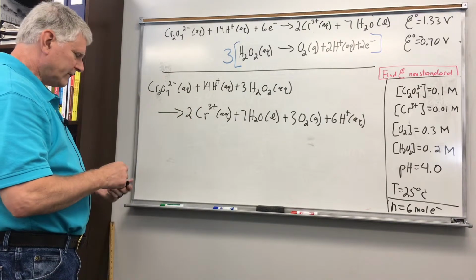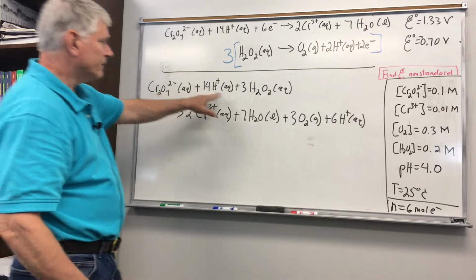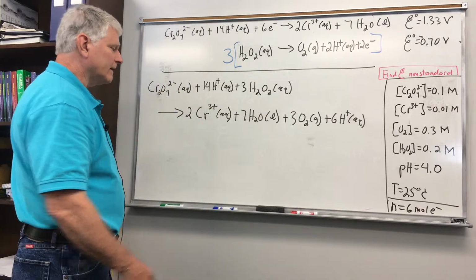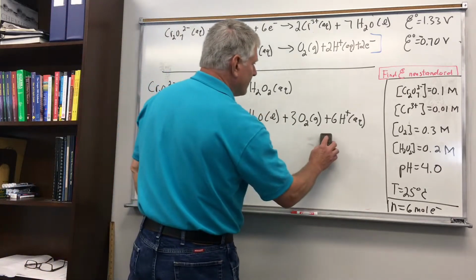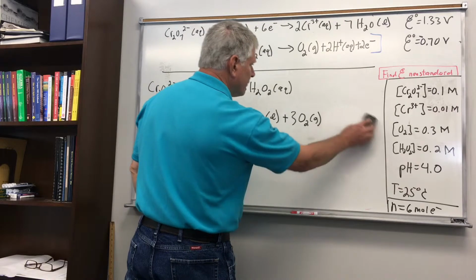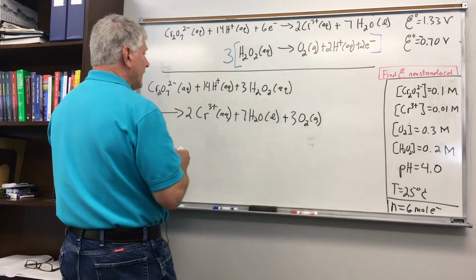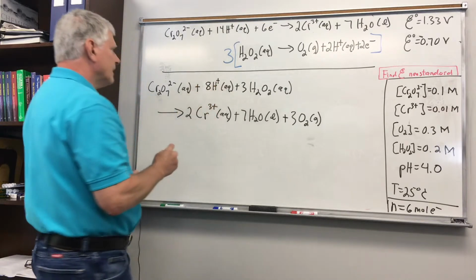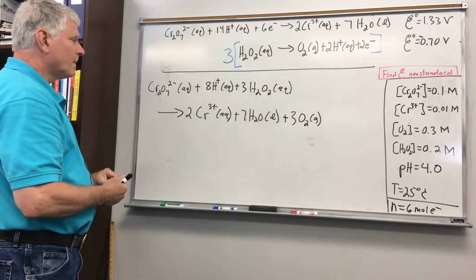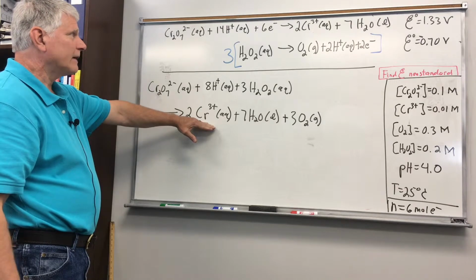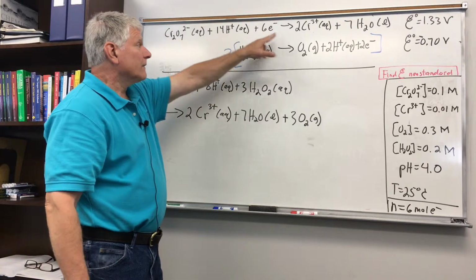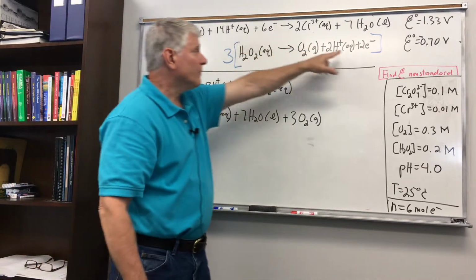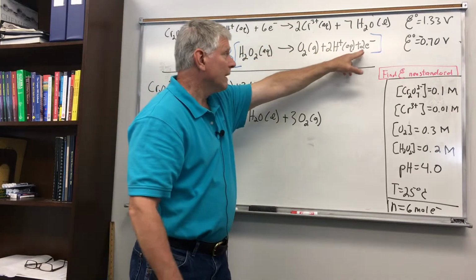Now one thing I'll notice, I have H pluses on both the right and left side. So I'll cancel them out. I'll subtract 6 hydrogens from the right and the left. So that means that I'll have 8 H pluses on the left total. So this is my balanced redox reaction. 6 electrons are transferred during the reaction, since 3 times 2 is 6.